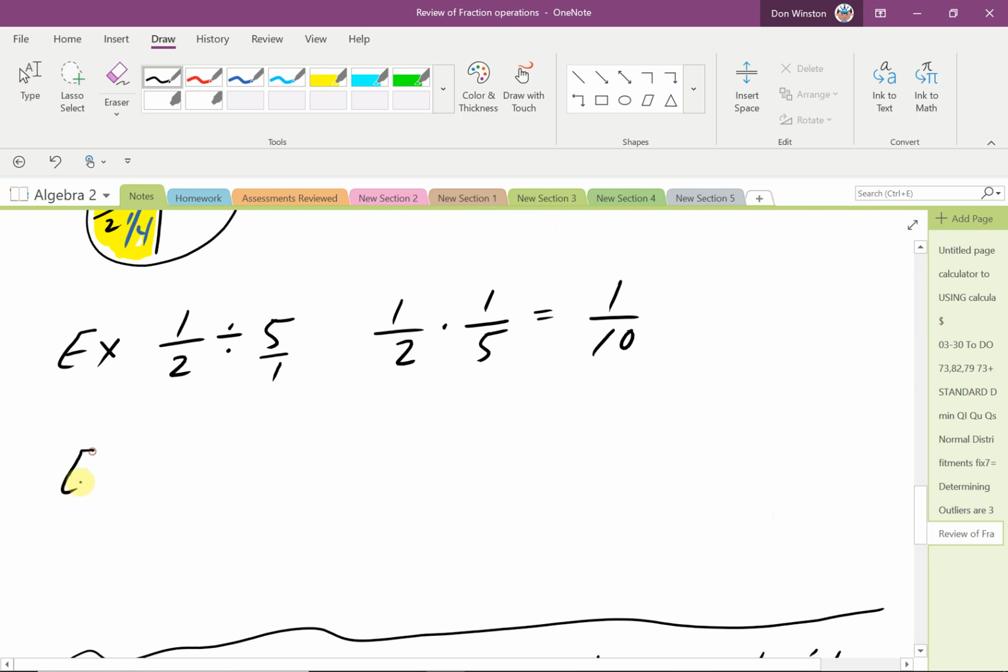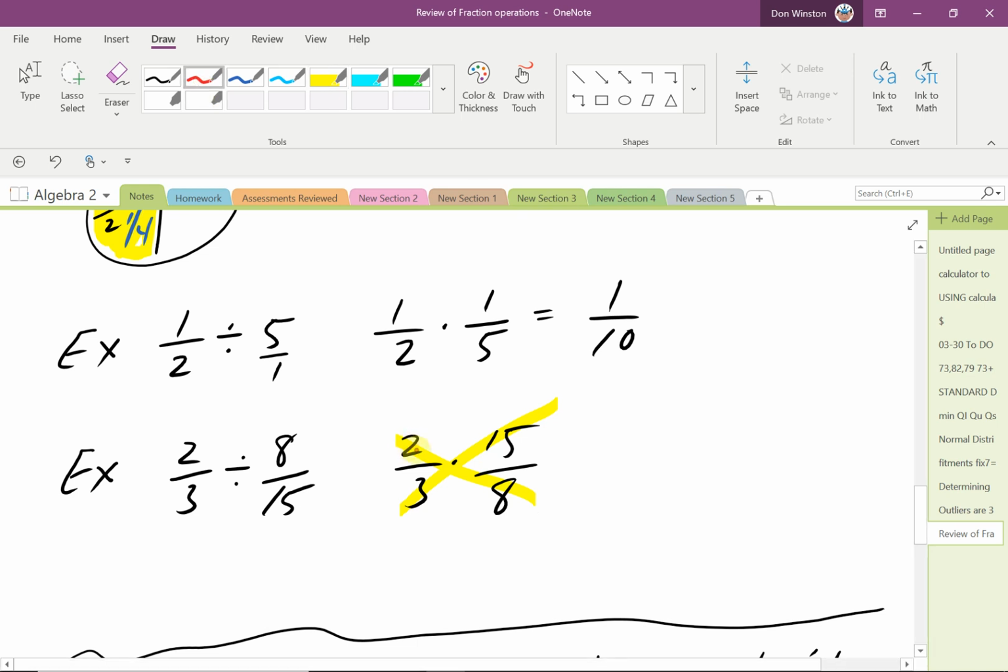And then here, the last example. So let's say here I have 2/3, and I'm going to divide that by 8 over 15. So again, my divisor is 8 over 15. I want to invert that and multiply. So I have 2/3 times, if I invert 8 over 15, I get 15 over 8. Now, I'll simplify on the diagonals.